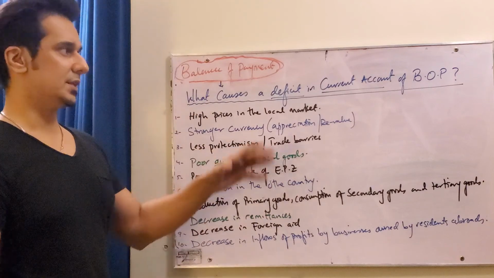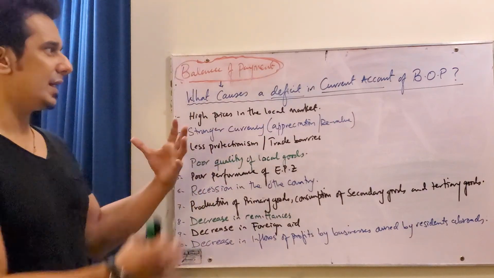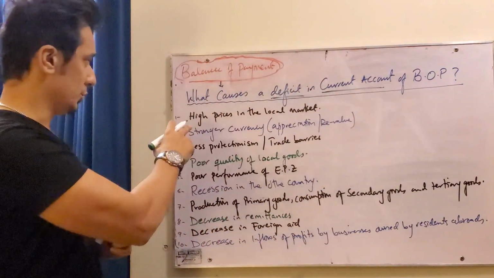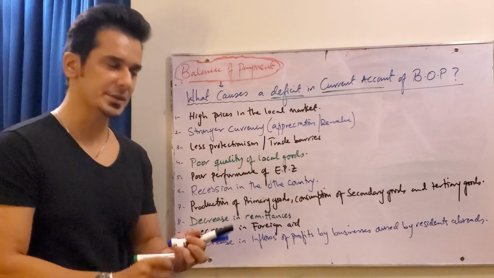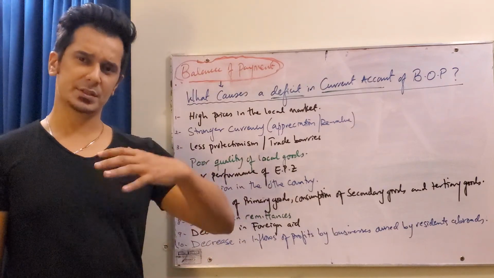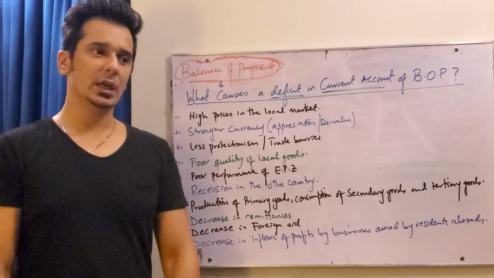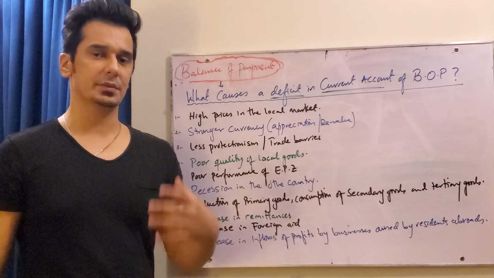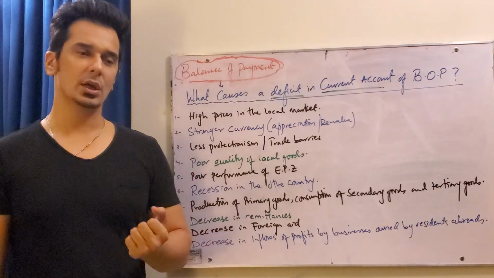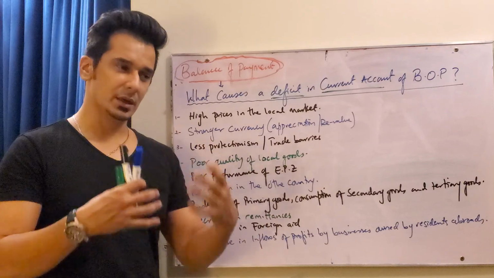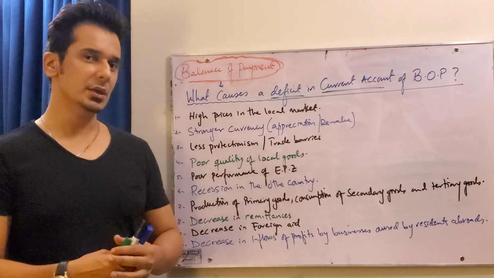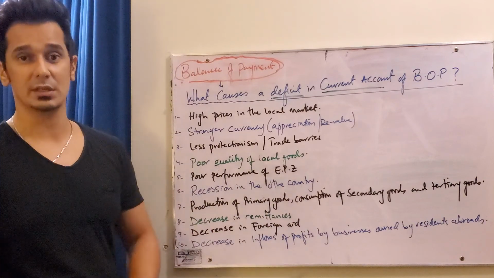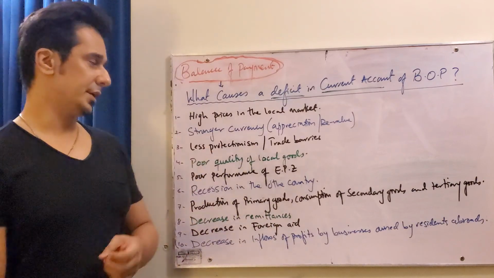What causes a deficit in the current account of the balance of payment? Now, what can create a deficit? That means more outflows than inflows. High prices in the local market. For instance, in a country, the prices start to increase. Let's suppose there's inflation. So what would happen in that case? In the international market, the competitiveness of that particular product would start to decrease. So there would be a decrease in exports over a period of time. So that means there would be less receipts, that's less inflows coming into the economy, thereafter creating a deficit in the current account.